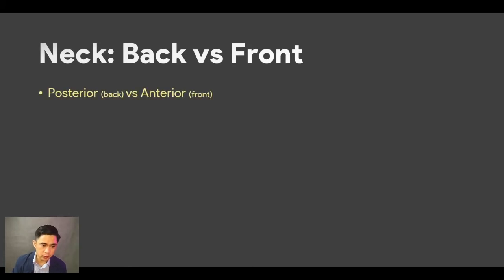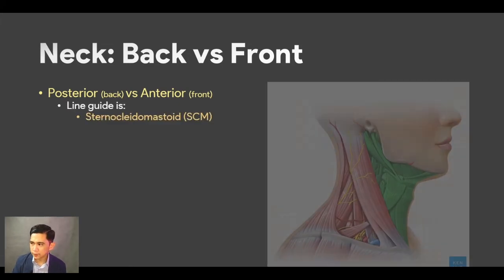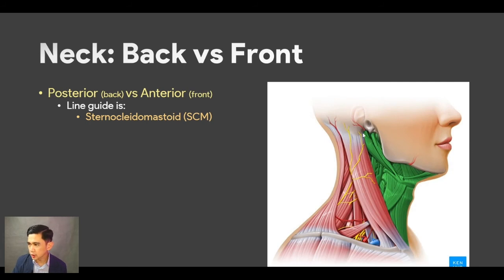Which is posterior, which is anterior. So the guide here is the sternocleidomastoid muscle. Okay, so here we have a picture sideways. This is the sternocleidomastoid muscle. So this muscle connects the mastoid bone. Okay, this is the mastoid bone. And it connects the sternum and the clavicle.